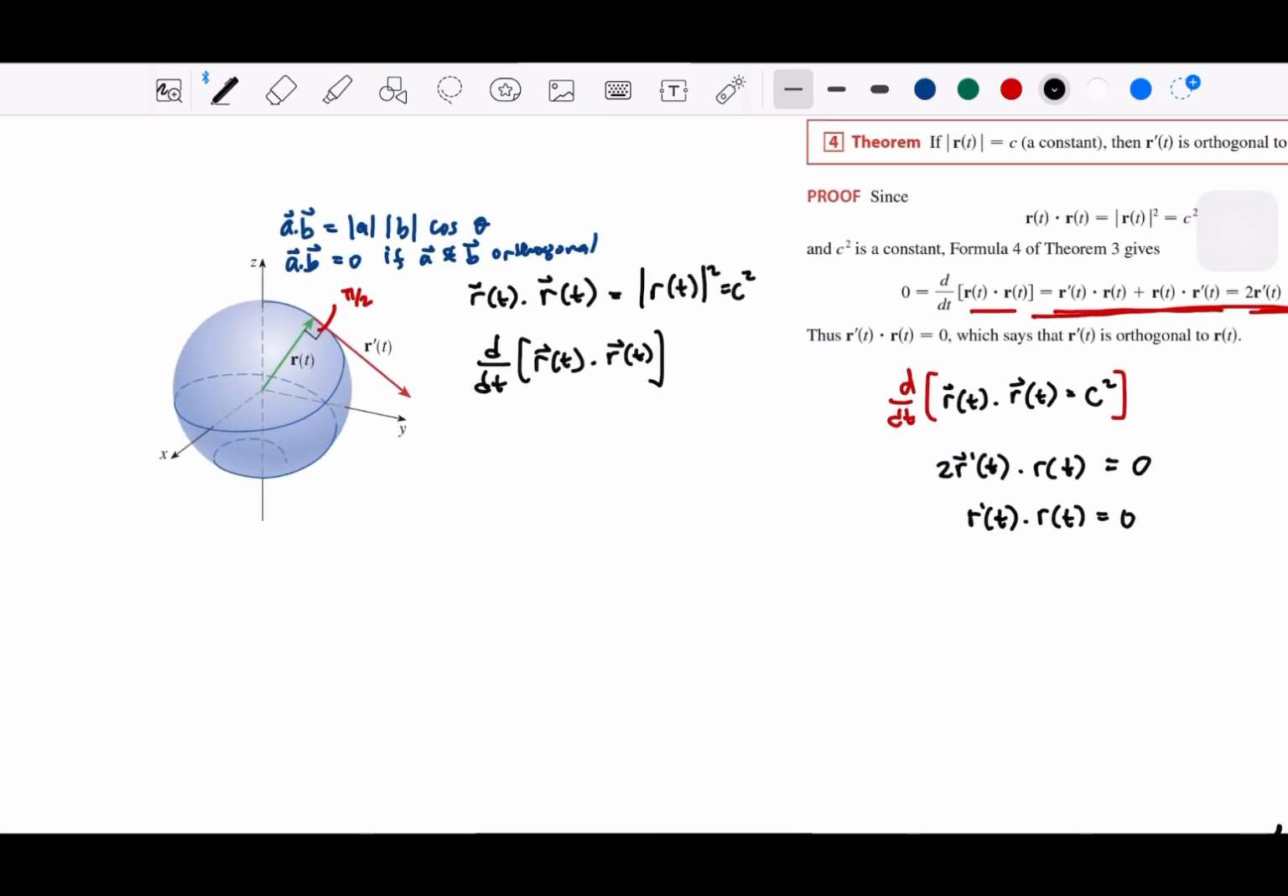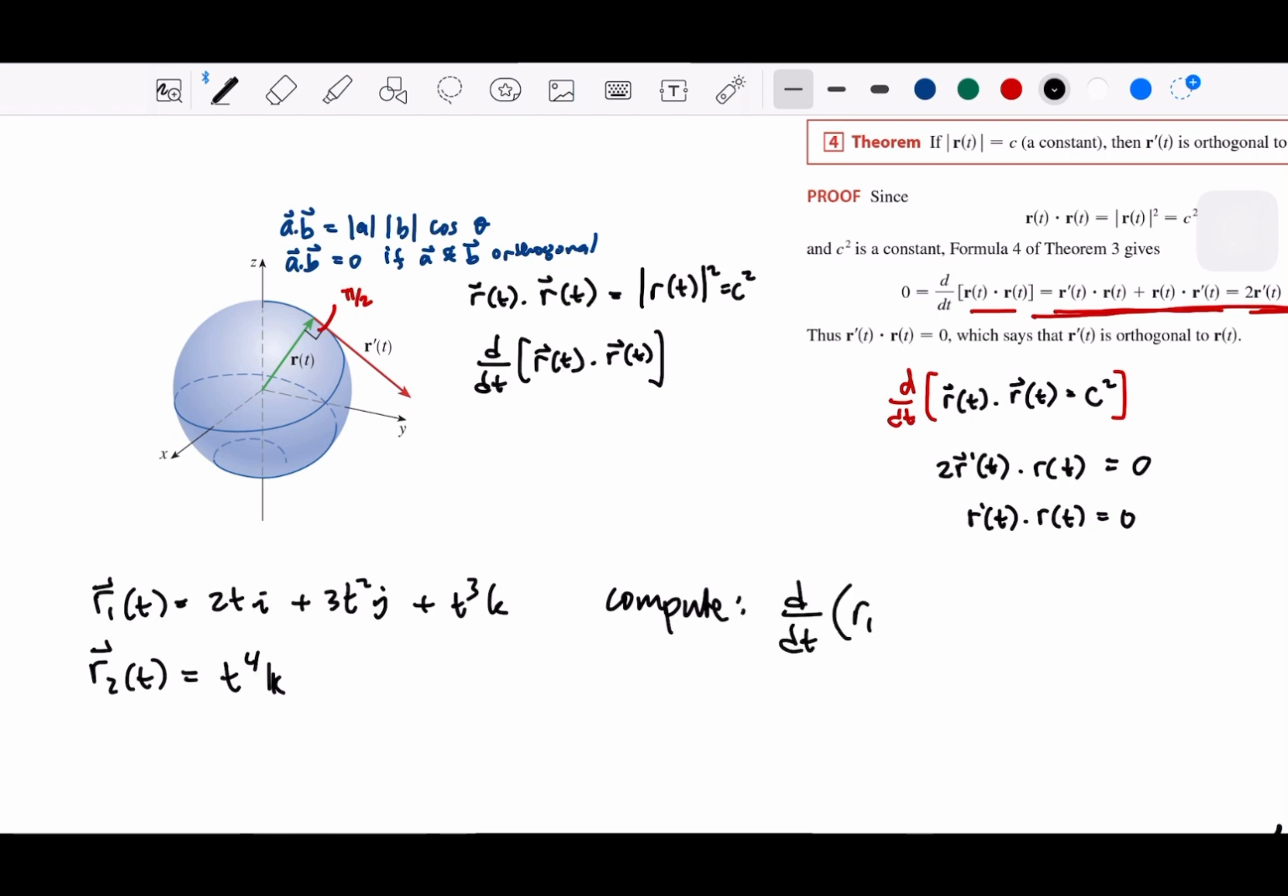And if you want an example here, let's say we have R1 is 2t i plus 3t squared j plus t cubed k. And let's say R2 is t to the power of 4 k. Just that. And we want to compute d/dt of R1 dot R2.